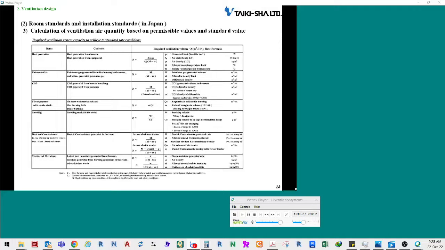I will explain calculation examples for various ventilation types in the section of ventilation calculation examples. So, here, I will explain how to determine ventilation air quantities of carbon dioxide and dust.